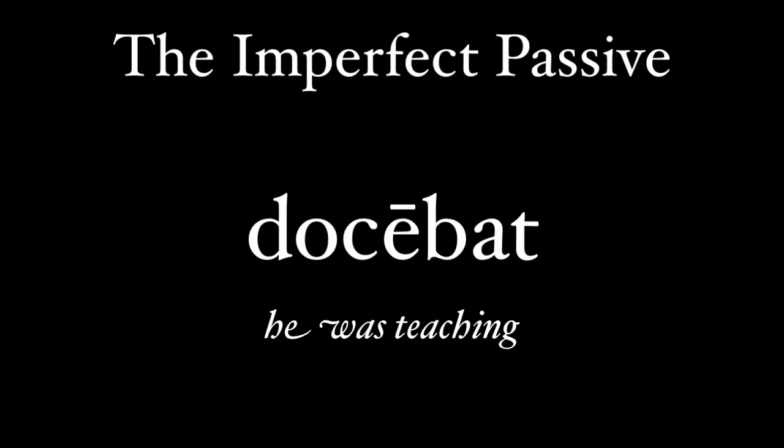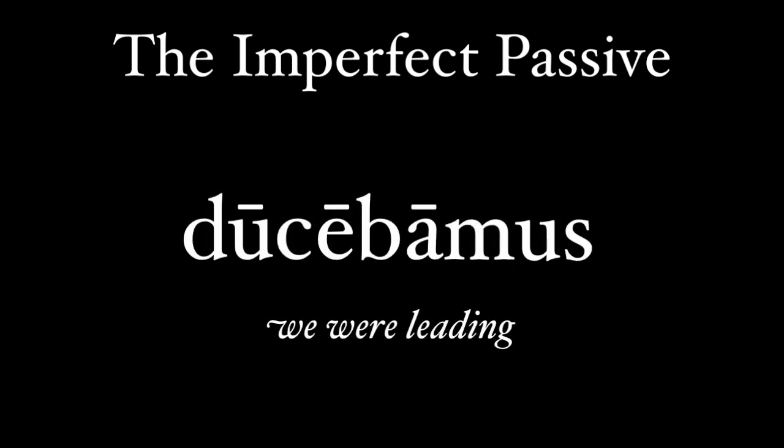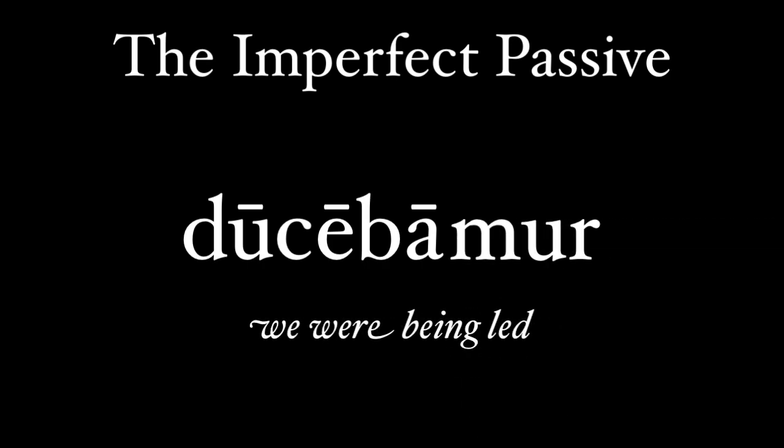The t ending here means the subject is a he, she, it. English likes to rearrange the order of these to "he was teaching." To make docebat passive, we just need to substitute the passive personal ending, tur, in place of the active one, the t. So we get docebatur, "he was being taught." If the verb is ducebamus, "we were leading," we swap out mus for mur, and we get the passive ducebamur, "we were being led."